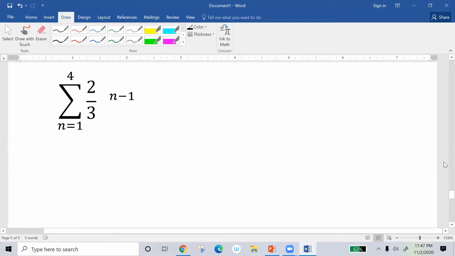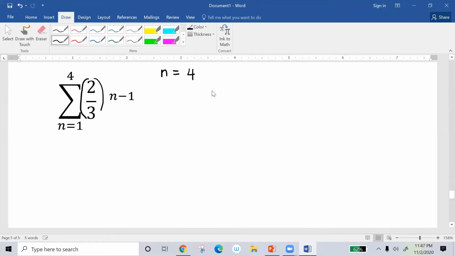Okay, last question. We have the summation of 2 over 3 raised to n minus 1 from n equals 1 to 4. So lower limit is 1 and upper limit is 4. So it means that n is equal to 4. The number of terms is 4. Let me draw parentheses here.